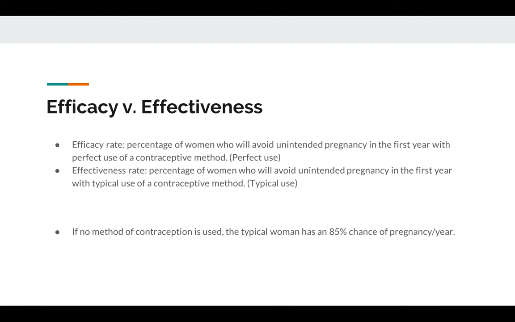If no contraceptive method is used, the typical healthy woman has an 85% chance of getting pregnant each year. So all of these methods that we're going to talk about are better odds than that, but they do not all have comparable effectiveness or efficacy to one another.